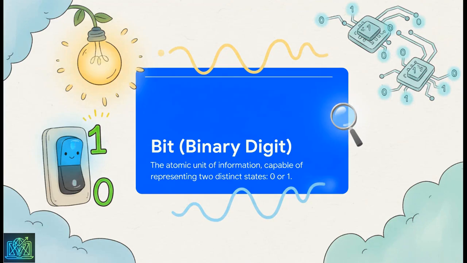You see, the tiniest, most fundamental piece of info in any computer is something called a bit. And the absolute best way to think of a bit is just a simple light switch. It's either off, which the computer calls a 0, or it's on, which it calls a 1. That's it. That's the whole foundation right there.